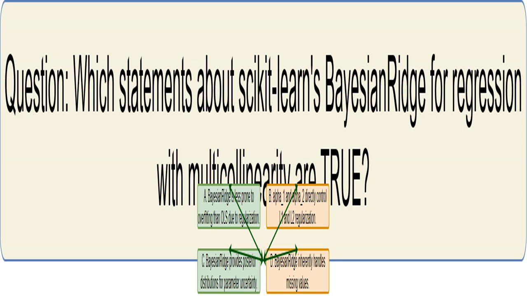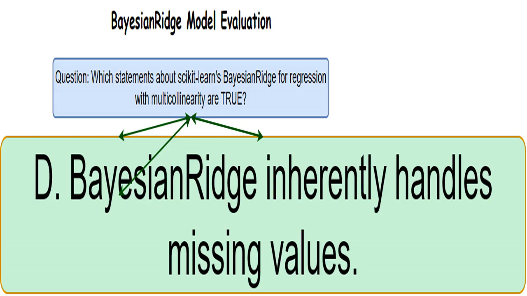The quiz tests my understanding of its characteristics related to regularization, hyperparameters, uncertainty, and how it handles missing data in the presence of multicollinearity. This statement is false. BayesianRidge, like most regression models, doesn't automatically deal with missing data. I need to pre-process the data, perhaps by filling in the missing values, imputation, or removing rows with missing data, before using it with BayesianRidge.